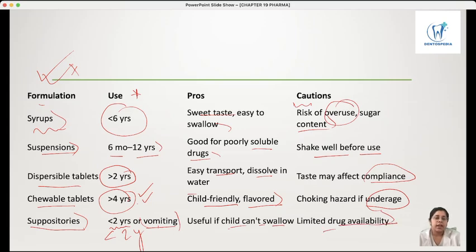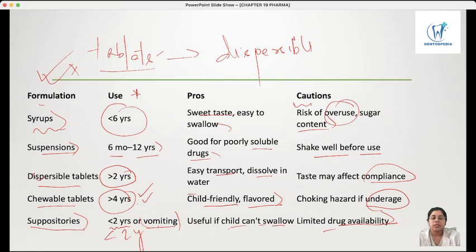Suppositories is just a type of tablet basically, which is very much dispersible. It is more dispersible than the dispersible tablets. You need to have a dispersible thing, and they can have it for a child less than 2 years.